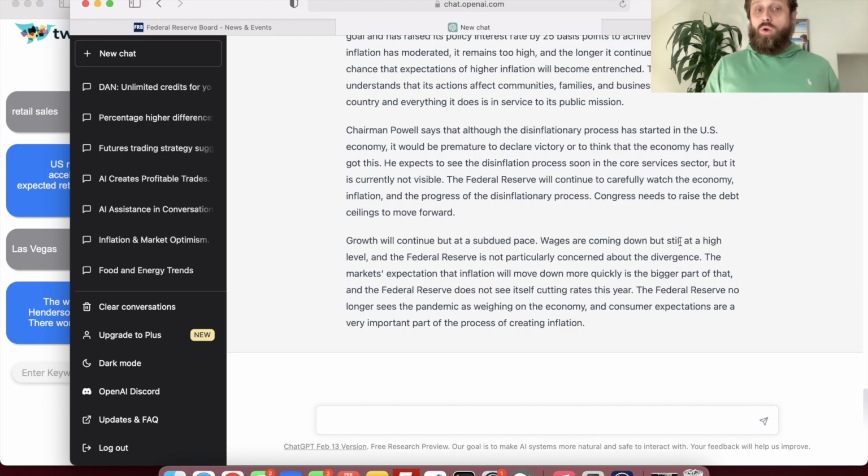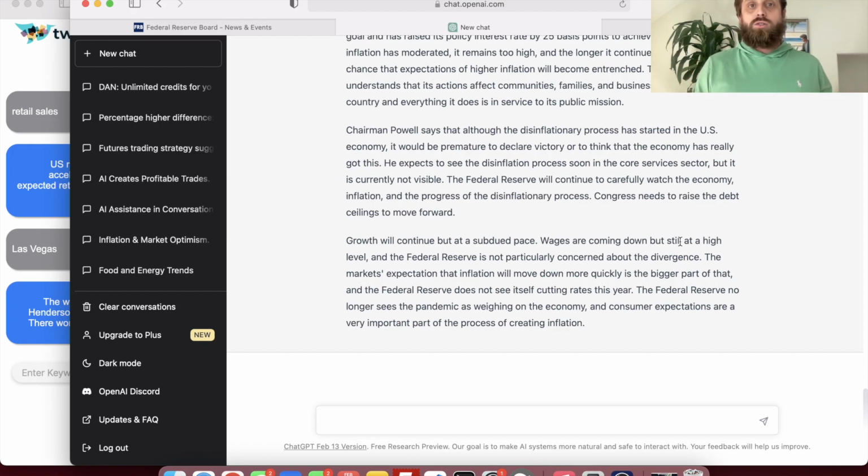The Federal Reserve no longer sees dependent as weighing on the economy, and consumer expectations are a very important part of the process of creating inflation. So that means people better stop spending money or they're going to keep raising rates. You better sit really still, let prices come down so they're fair for everybody. The entire purpose the Fed was made to control prices, so it's fair for everybody. Biden's big on this thing. And they're going to allow rates to keep going up until they say they've taken the excessive cash out of the economy, which just means that they're going to make things more expensive, and the wealth that you had created, you're going to have to spend it now.